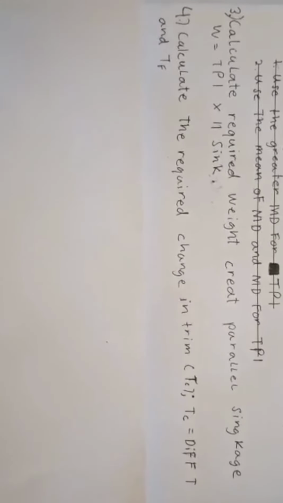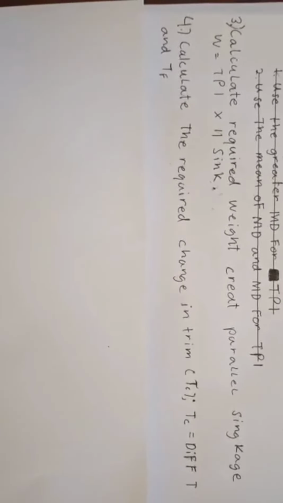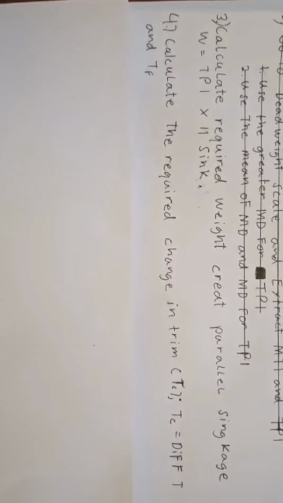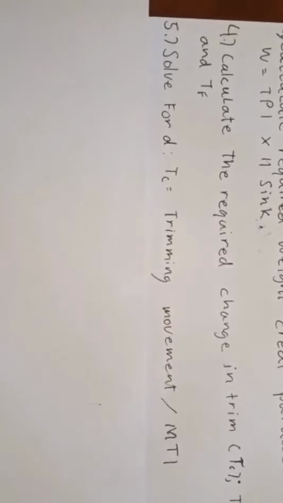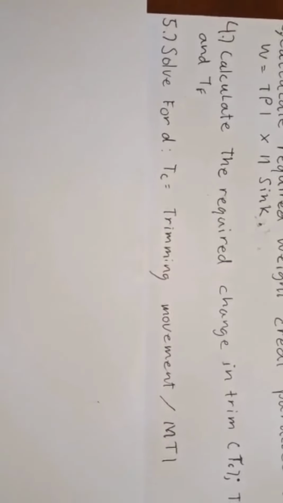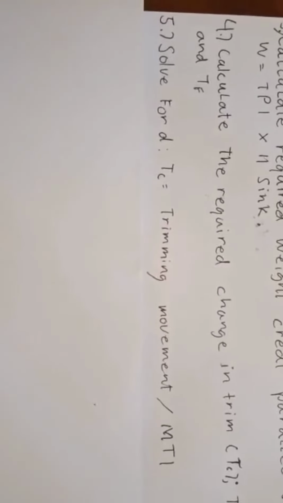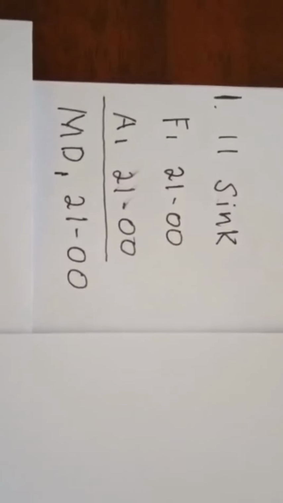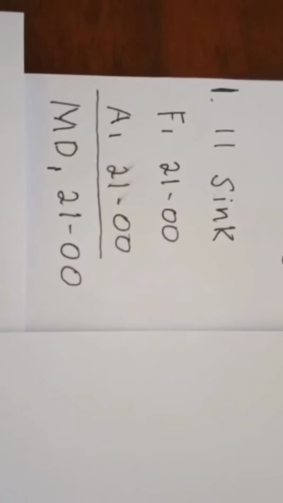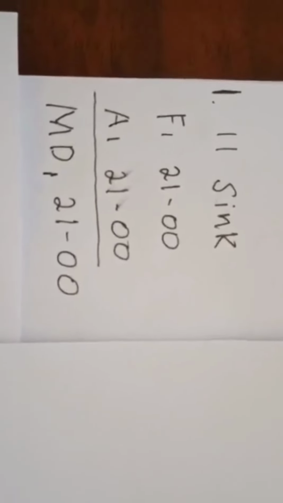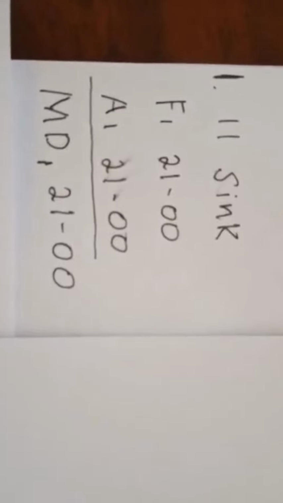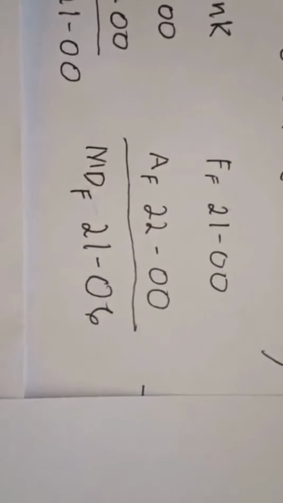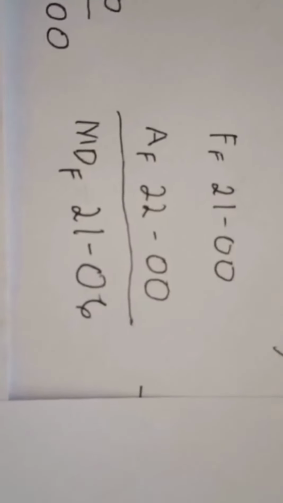Now we're going to go to step 3. What's the weight? Well, weight is going to equal TPI times parallel sinkage. We have TPI. So now we'll go on to step 4. This is where we have to calculate the trim change, or the total change in trim. And 21, 22, our final trim we want to be 12 inches. So our trim forward is 12 inches. Probably could have figured that out just by looking up here.